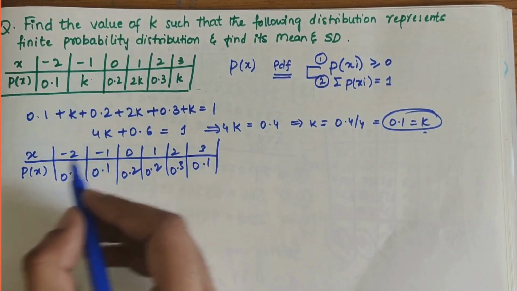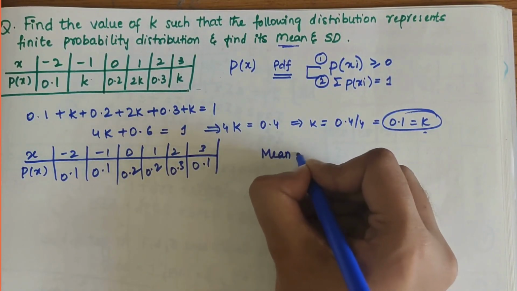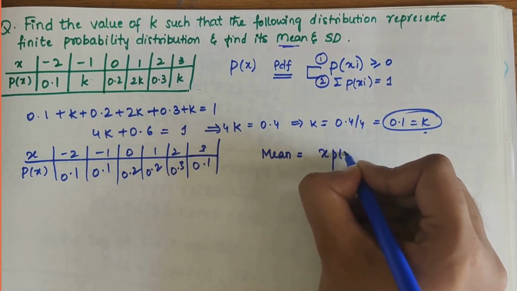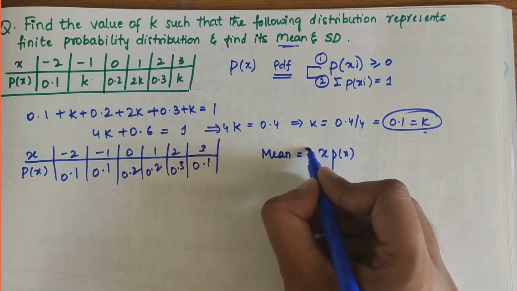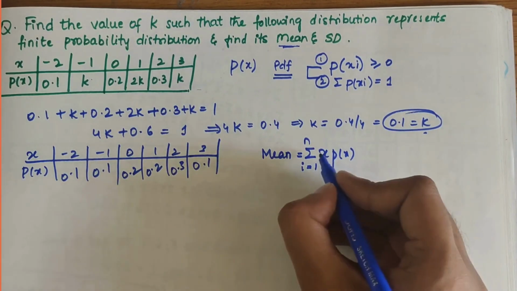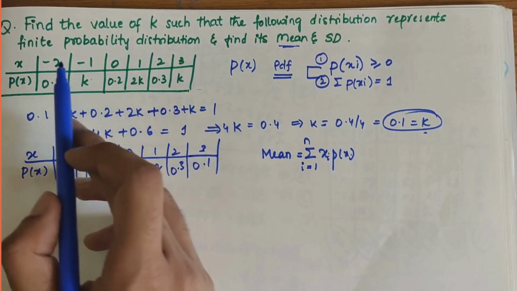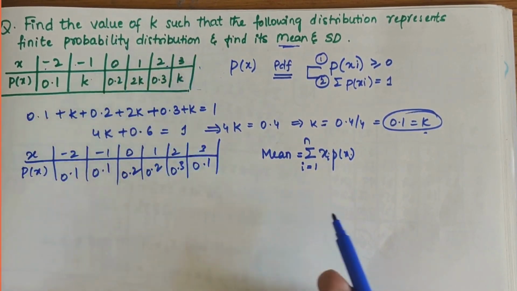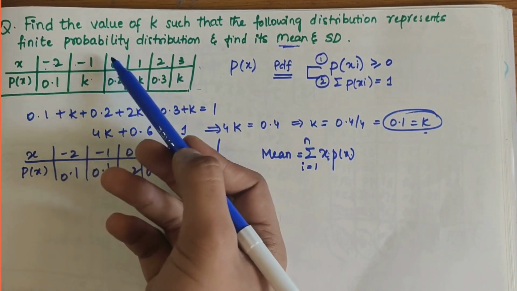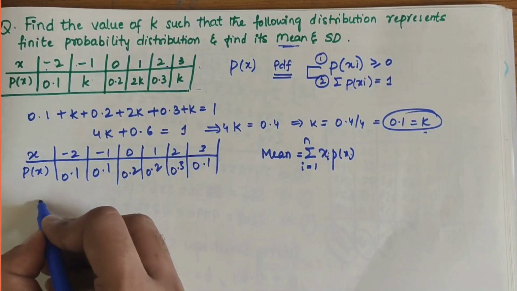Yes. Now the next part of the question is to find the mean. The formula for mean is x into p of x, so here summation i equal to 1 to n of xi into p of xi. There are totally 6 terms here: 1, 2, 3, 4, 5, 6. So multiplying each x with its p of x and adding up all that, you would get the mean value.